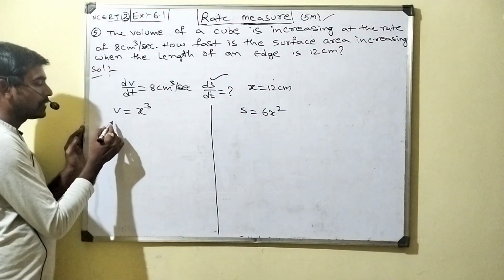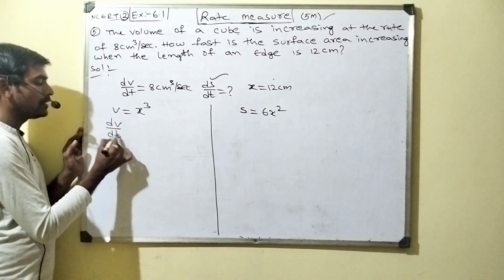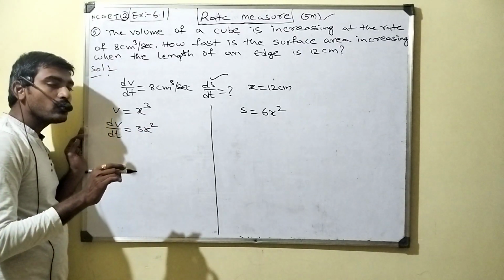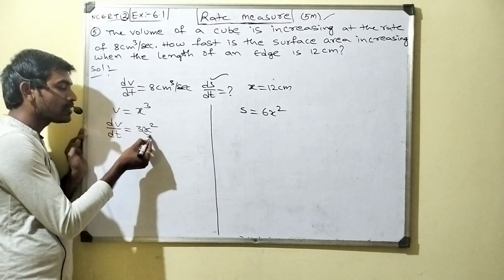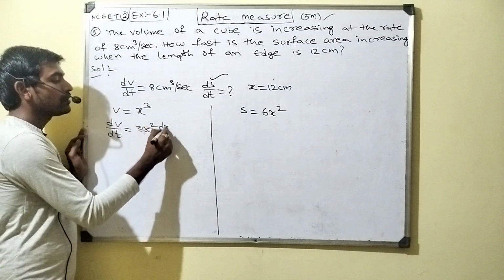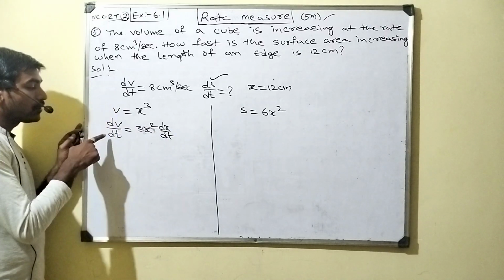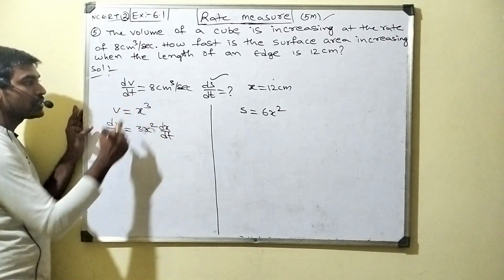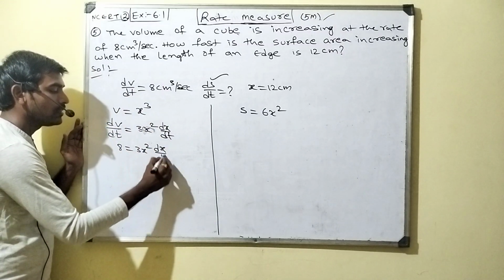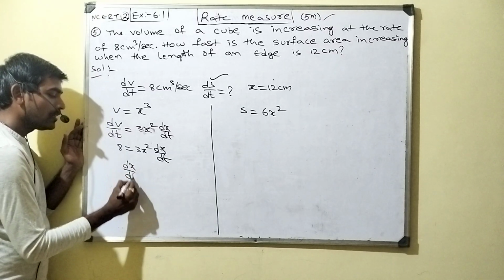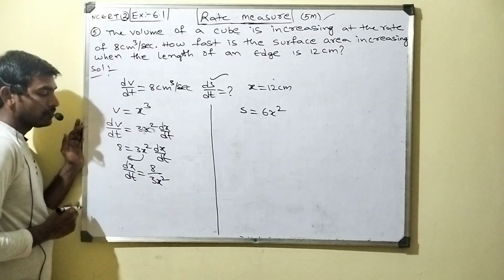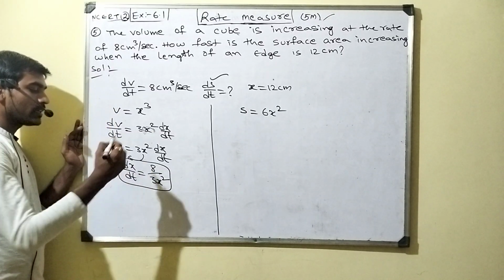Now let me start. V equals x cube, so dV by dt, the derivative is 3x square. But I am doing it with respect to time, and x is not t, so once again I will do the differentiation: 3x square into dx by dt. We already know dV by dt is 8. So 8 equals 3x square dx by dt. Now dx by dt equals 8 by 3x square. Closed, so I got dx by dt.